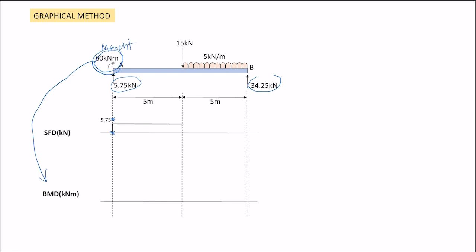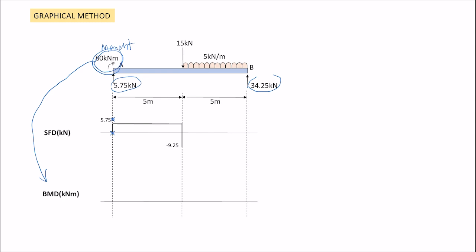5.75, and you can see there is 15 kilonewton, and 5.75 minus, because the 15 goes downward. So you have to minus that value. I get negative 9.25. Therefore, you draw a line because it goes down at that particular point. Yes, we have a UDL, but we will not calculate in the middle first for the SFD, it is okay. So we will calculate directly to point B.